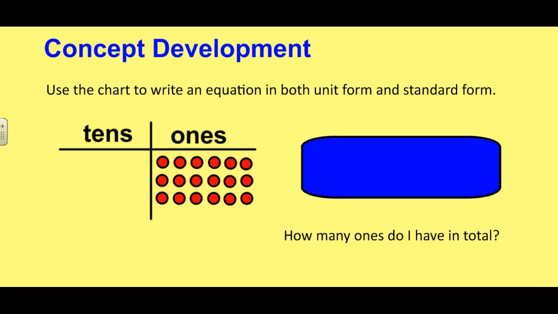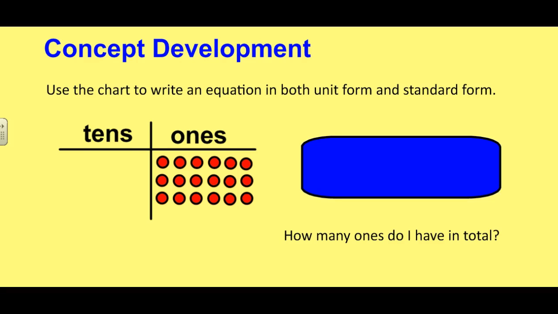Okay, now we're going to move on to another problem. Notice that we have our circles in the ones column right now. So I want you to look at how many rows there are and how many are in each row. And we're going to write that equation in unit form and standard form.